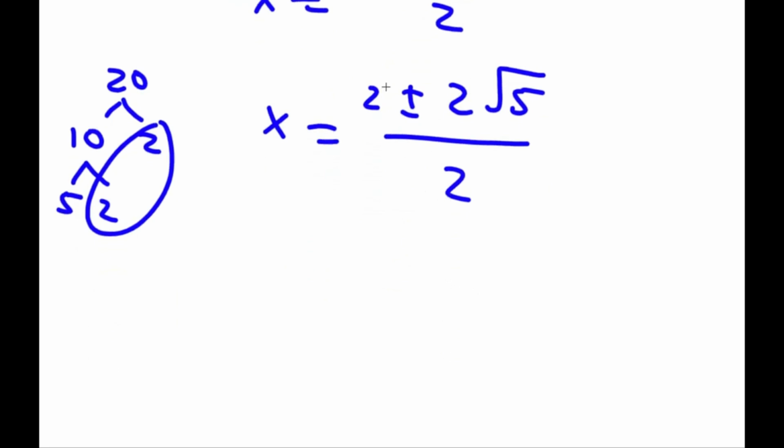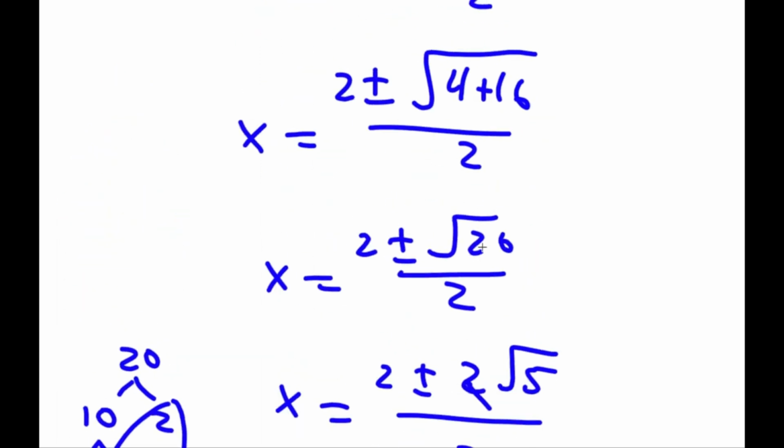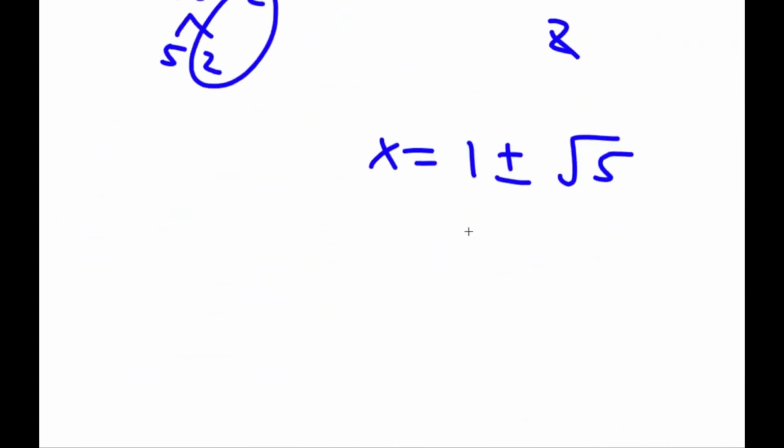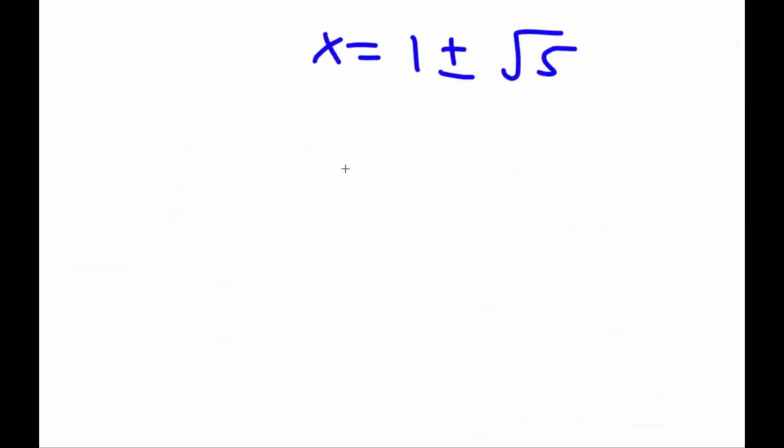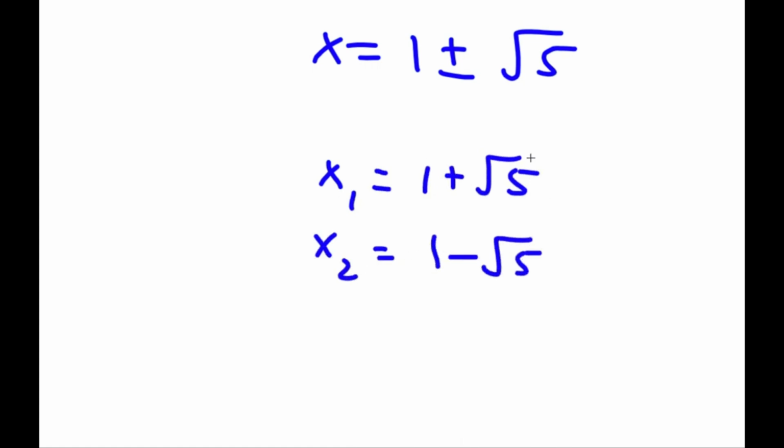Now we can simply divide both these terms by 2. 2 divided by 2 is 1, so I have 1 plus or minus, and this 2 root 5 over 2 is simply square root 5. So my two solutions for x are x is equal to 1 plus the square root of 5, and x is equal to 1 minus the square root of 5.